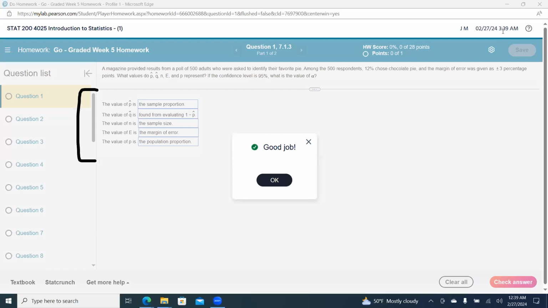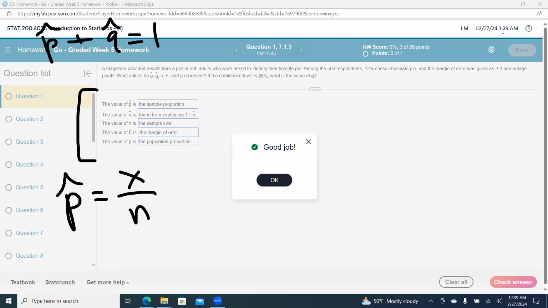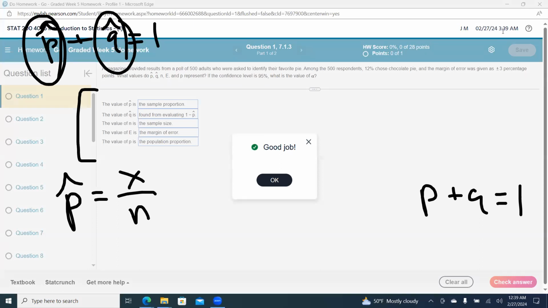But we have it right here. So p hat is sample proportion, which is a statistic, not a parameter. P hat is x over n. It's a number out of n. And then we have p hat plus q hat equals 1. With population, we have p plus q equals 1. It's just there's an outcome. We get the outcome or we don't. P hat is the probability we get the outcome. Q hat is the probability we don't.